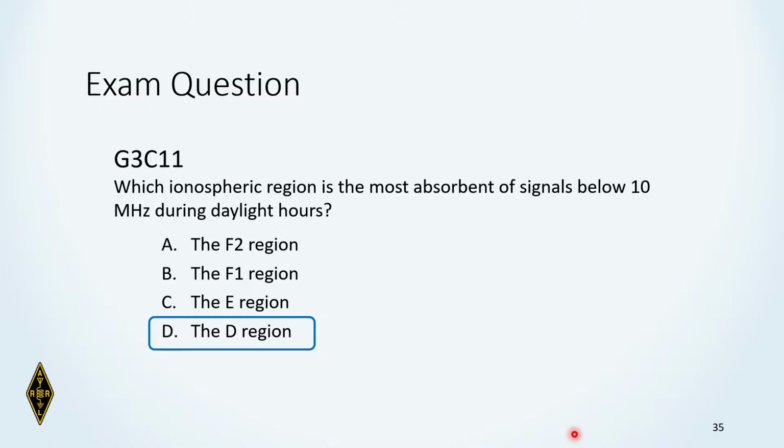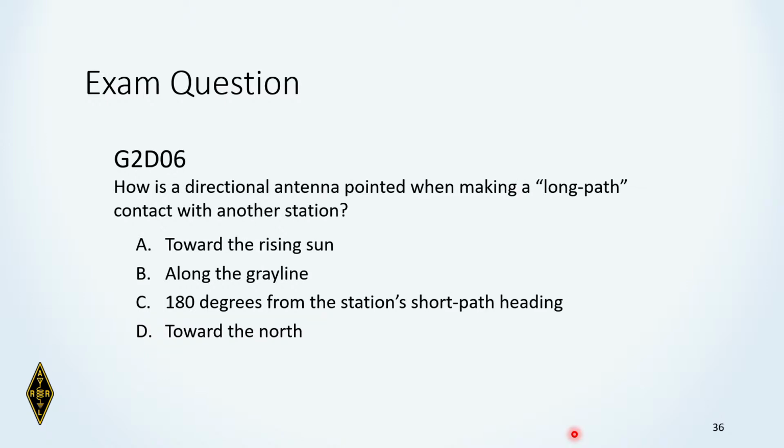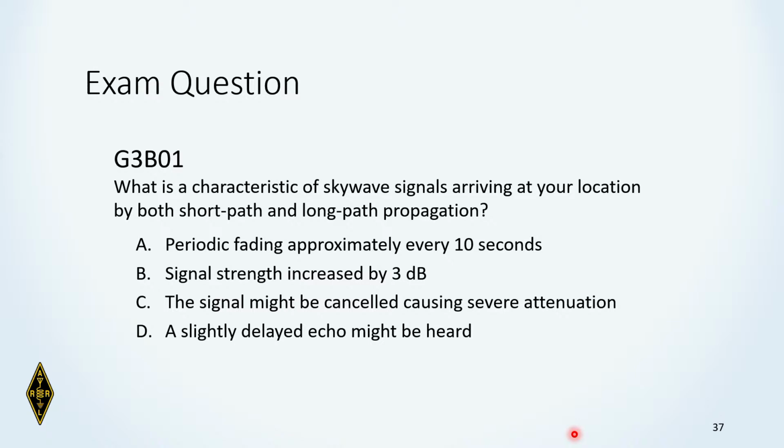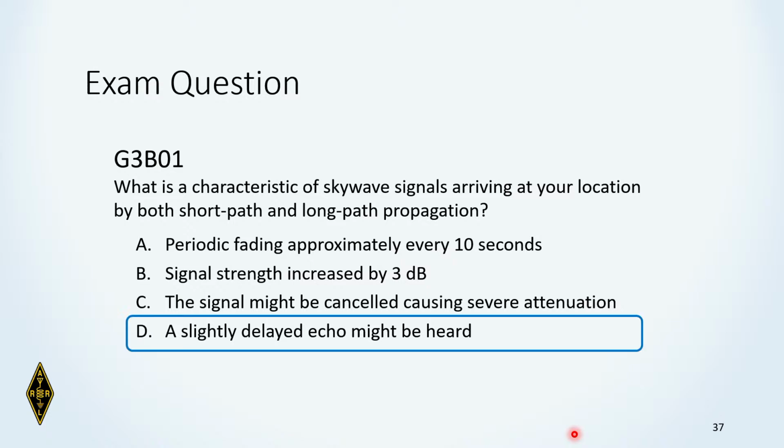Or destructive region. How is a directional antenna pointed when making a long path contact with another station? Charlie. Yep, 180 degrees opposite. What is a characteristic of skywave signals arriving at your location by both short path and long path propagation? Delta. Yes, you might hear a slightly delayed echo. And some of these distractor answers are actually kind of hilarious.